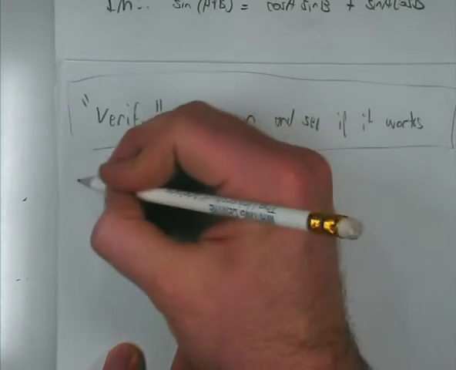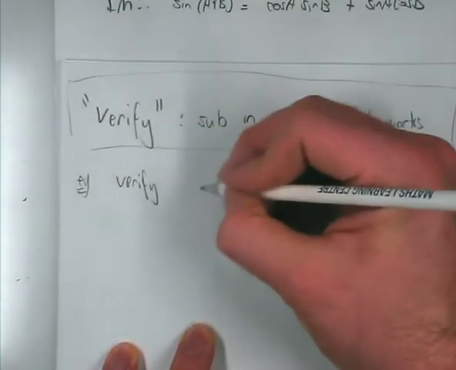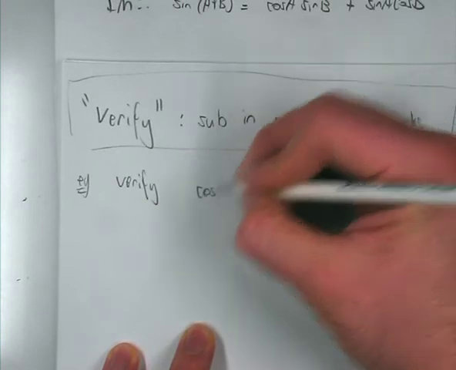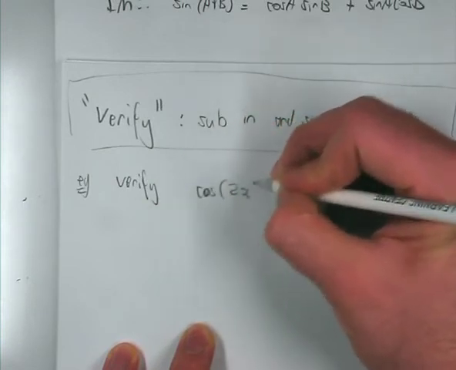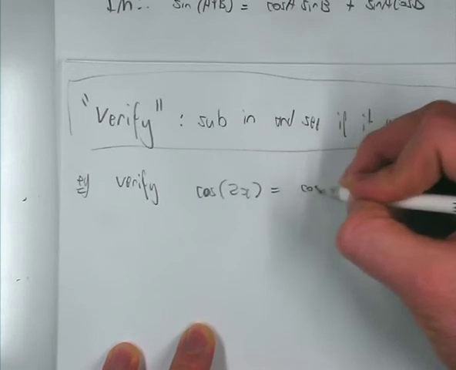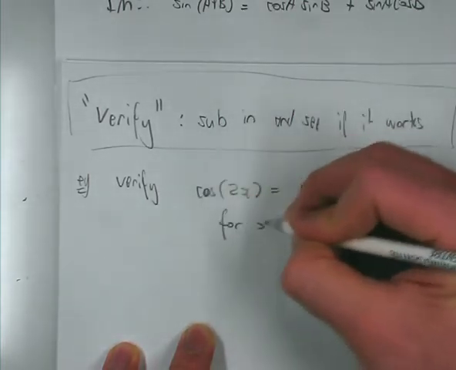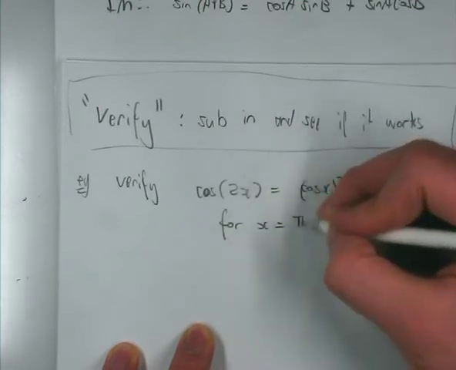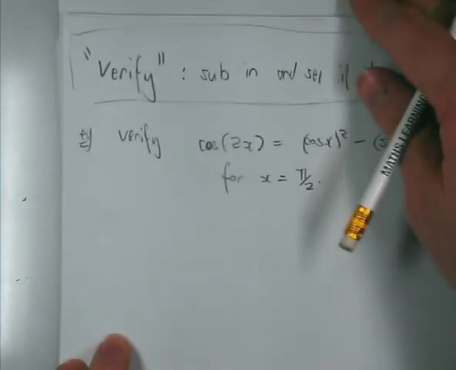So as an example, verify cos 2x equals cos x squared minus sine x squared for x equals pi on 2, for example. So that question just says, sub in the pi on 2, see if it works. Figure out each side separately though.